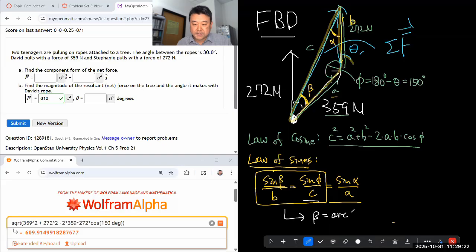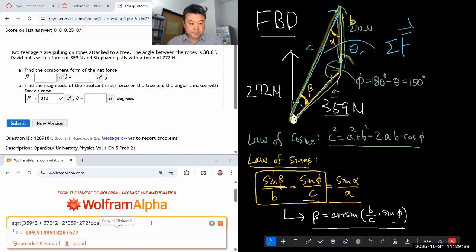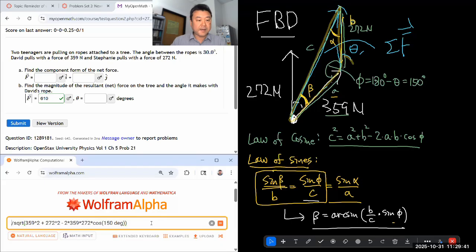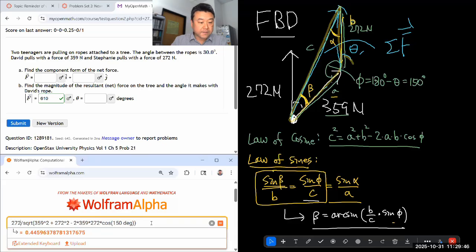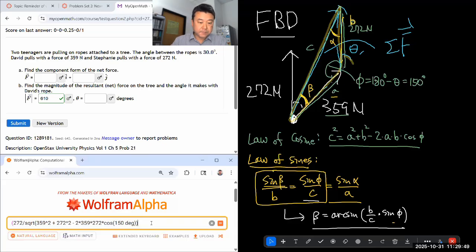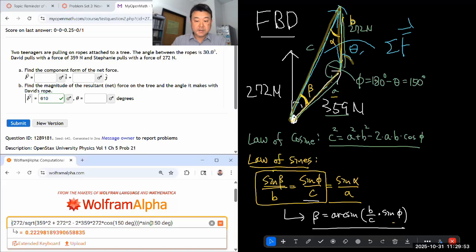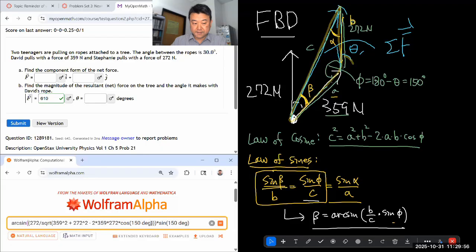It should be arc sine of B over C, both of numbers that I have, times sine of phi, which I have, and that should be it. So let's get that. This combination I have here, that's already a C. So let me divide that by, or divide with it from B, which is 272. So that ratio times the sine of the angle, 150 degrees, and arc sine of that.